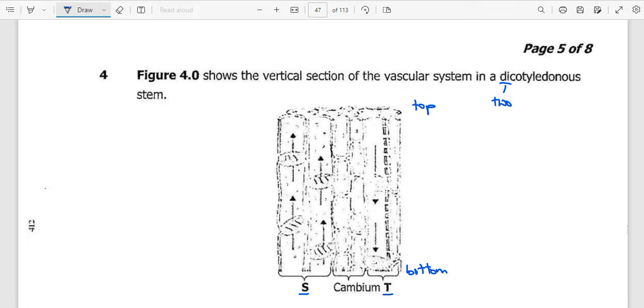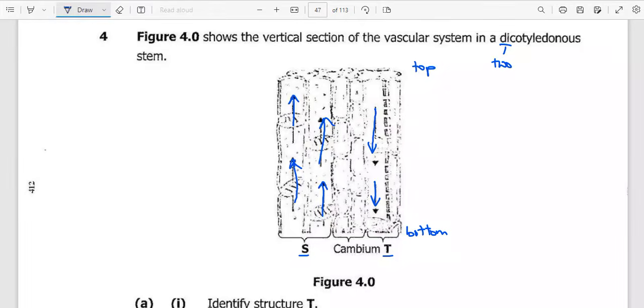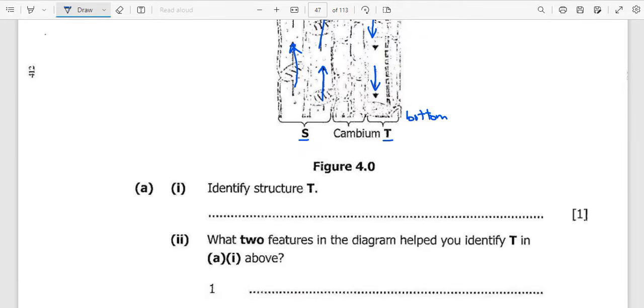So we have the arrows that are coming from the top coming down to the bottom, and then we have the arrows that are going up. Because this is a stem, we have these arrows coming down here. The arrows show the movement of substances here. Now let us look at the question. Identify structure T.